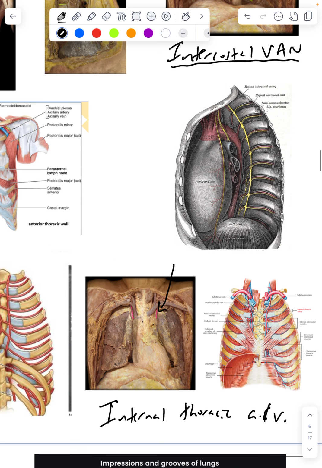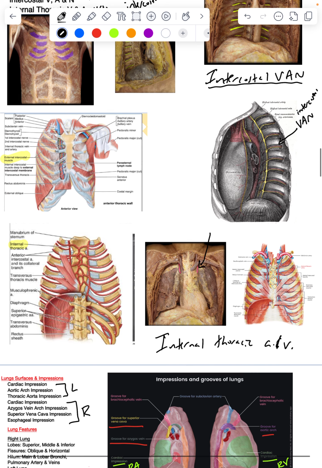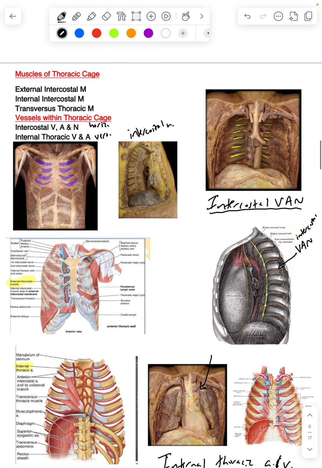And then these are also intercostal veins, arteries, and nerves in that order. So blue, red, and yellow. These are intercostal. So the nice thing about this first page is you just have to look at the directions to distinguish between these three and then between these two.